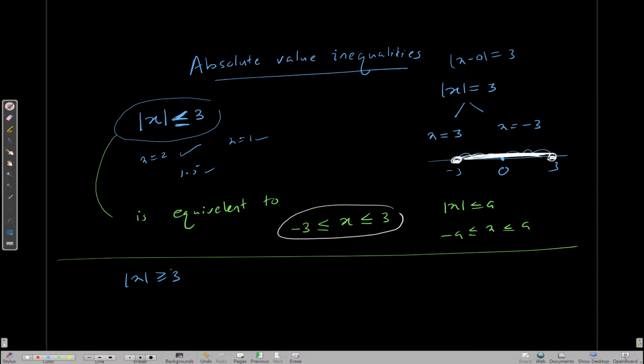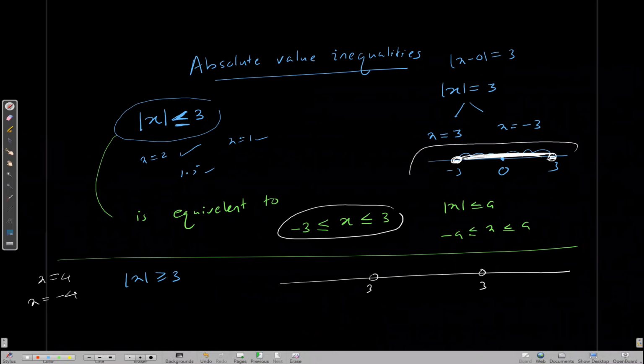Now this one, absolute value of x is greater than 3. For example, x can be 4, right? And x can be negative 4 as well. So we can see what's going on now. Everything outside of this interval, the complement of that interval, so we get this.